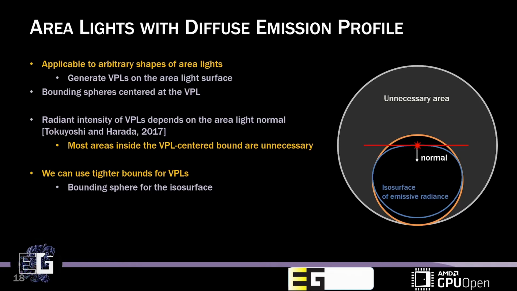But it's not that easy to consider the intersection between the ray and this shape of the iso-surface. So, in this paper, we use the bounding sphere for this iso-surface, which is shown as an orange sphere in this figure. Considering these tighter bounds, we can handle area lights more efficiently.